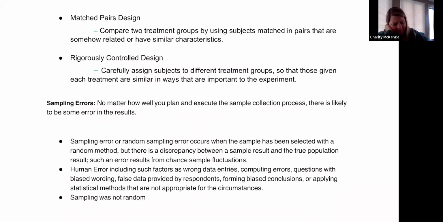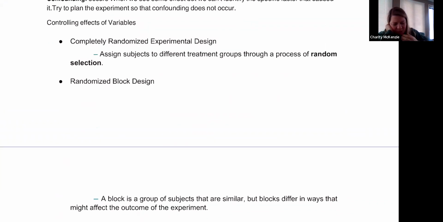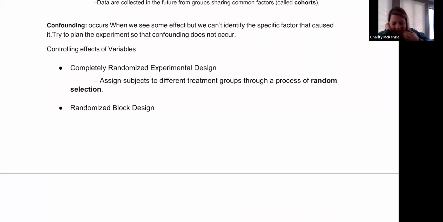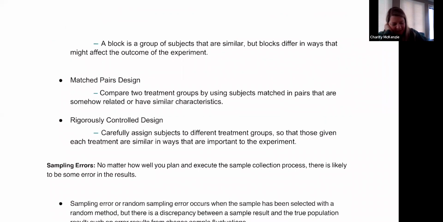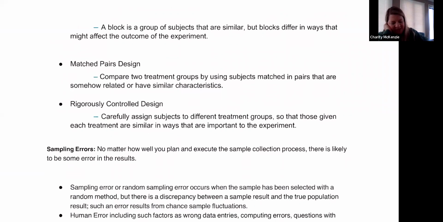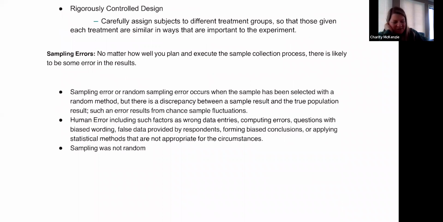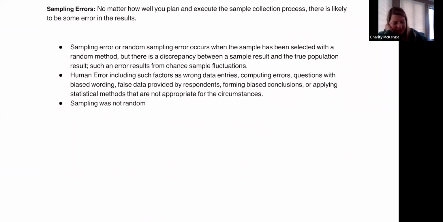So confounding. We're looking at errors for the rest of this little bit here. So I'm really going to just skip. You can read the other little rigorous control, but we're going to just skip down to errors, right? No matter how well you plan and execute your sample collection, there are always going to be errors. So sampling errors, you could have an error in the way that you sample, right?